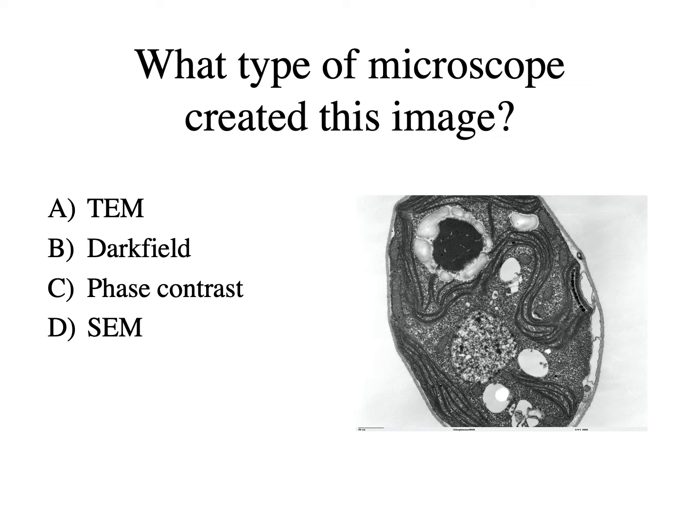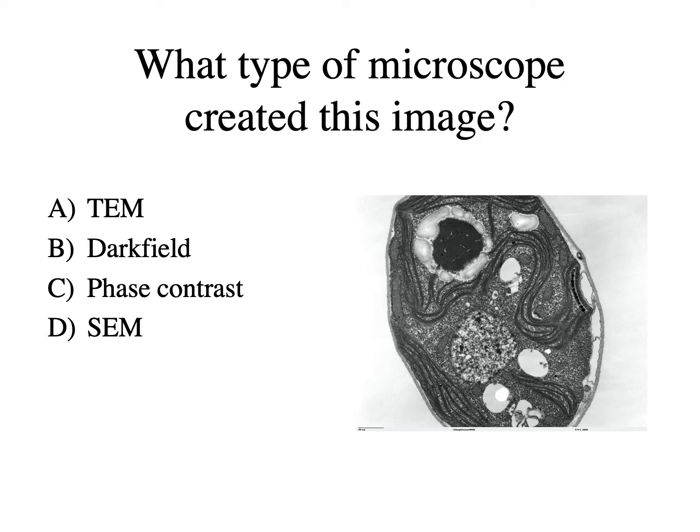What type of microscope created this image? Is it A, a TEM, B, a dark field microscope, C, a phase contrast microscope, or D, SEM, scanning electron microscope? If you remember, SEM does the surface. So SEM does not really pertain to this image. Phase contrast, no, it's not. It has too much detail to be phase contrast. Dark field? No, because it isn't against a dark background. So that leaves us with A, TEM.